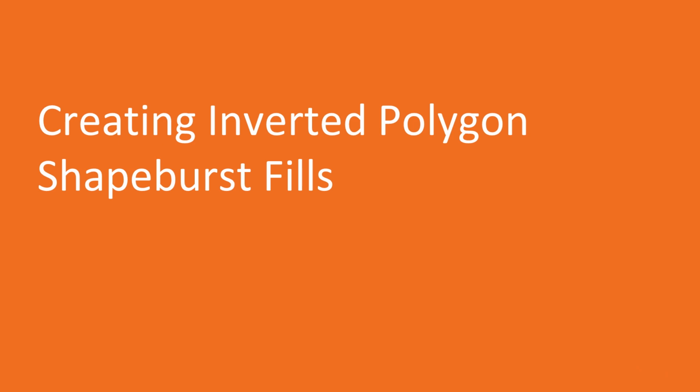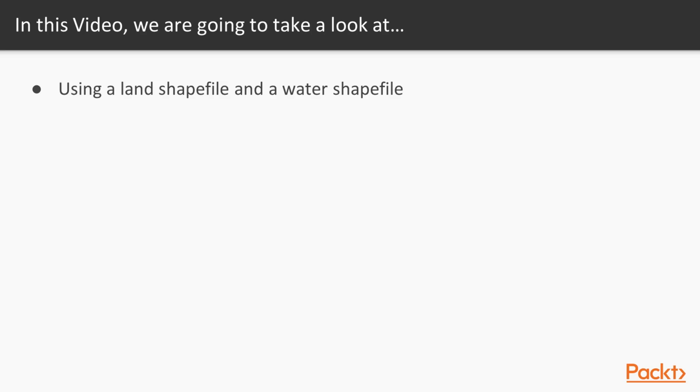It deals with creating inverted polygon shapeburst fills. Shapeburst fills are a type of symbol layer that allows you to create buffered gradient fills. In this video, we'll use a land shapefile and a water shapefile, and in the water feature, we'll color it to give the illusion of deeper water in the middle.